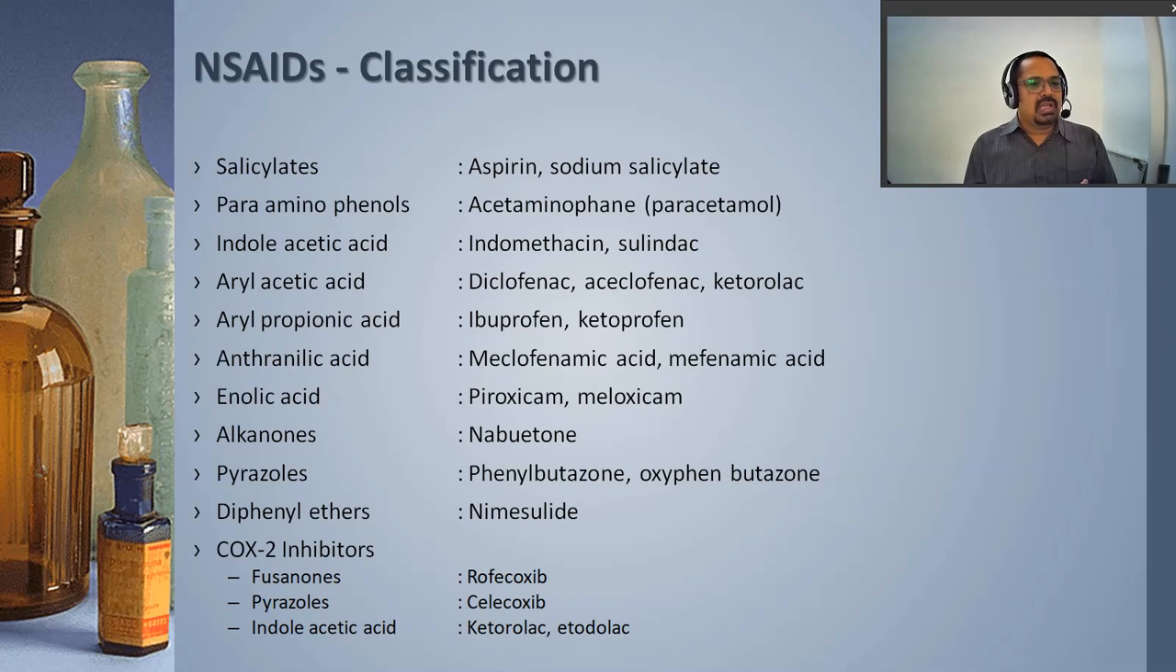alkanones like nabumetone, pyrazolones like phenylbutazone, and there is one separate category, which is also called the COX-2 specific inhibitors. All the above are mixed COX-1 as well as COX-2 inhibitors. The second category is COX-2 inhibitors. Specifically, these comprise rofecoxib, celecoxib, or etoricoxib. These are the specific kind of compounds which have the ability to block only COX-2.